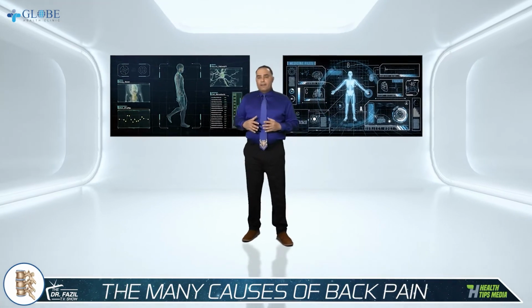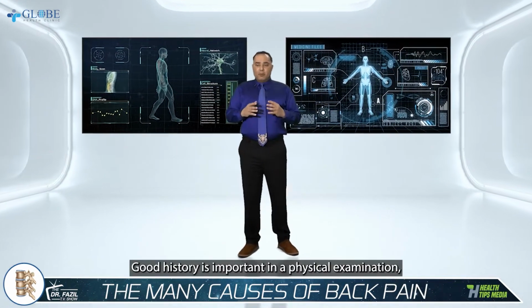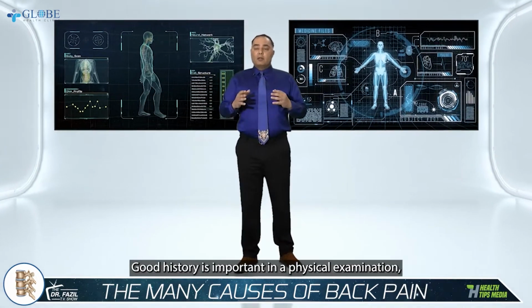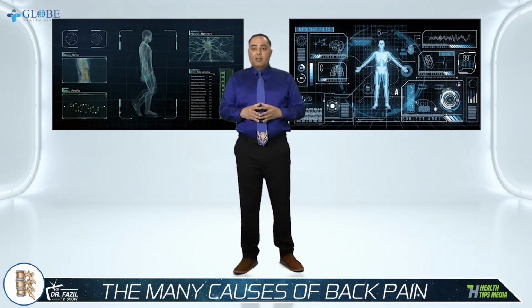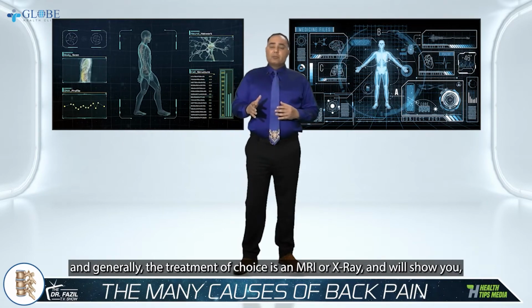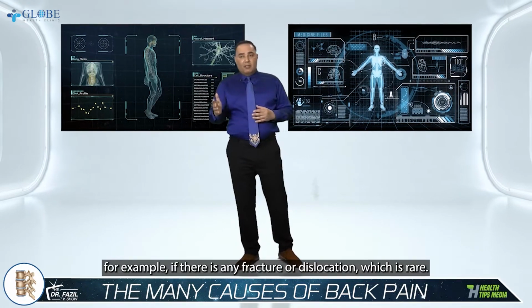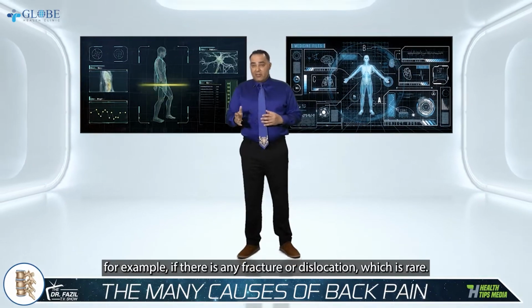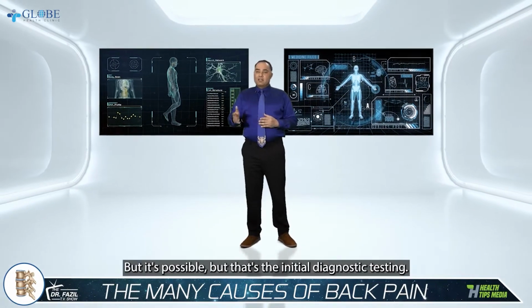So good history is important. Physical examination. And generally the test of choice is MRI. X-ray will show you, for example, if there's any fracture or dislocation, which is rare, but it's possible. But that's the initial diagnostic testing.